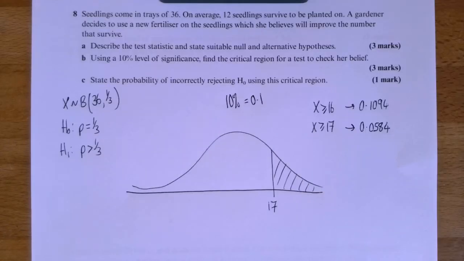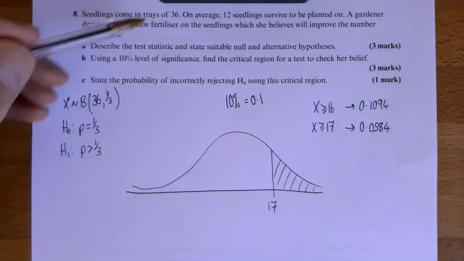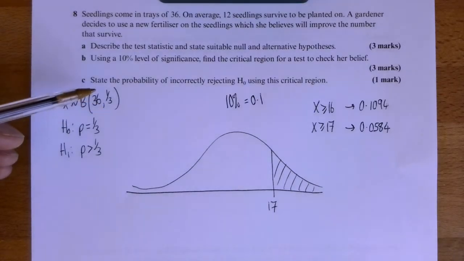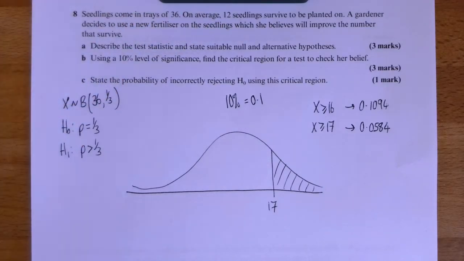Good morning. I promised you a little look at question 8, the second of the two questions that I'd asked you to do yesterday. It was quite hard, wasn't it, to extract the information. So I hope you were able to see that we were dealing with a binomial probability distribution where n is 36, you take 36 trays, and the probability of success, which is it being able to survive and plant on, well, 12 of 36 did, so that was 1/3.